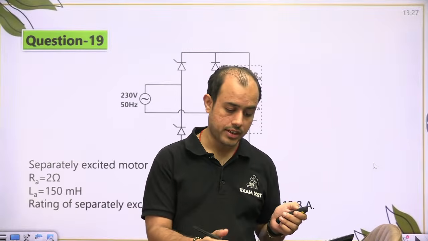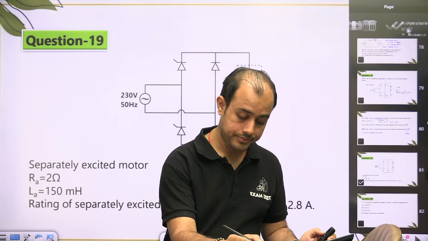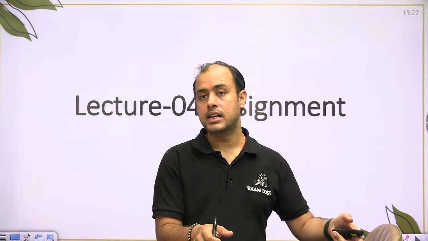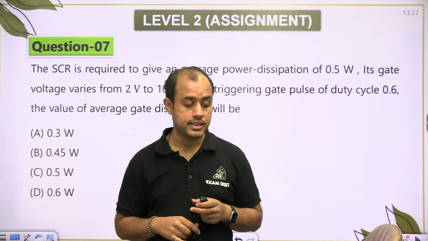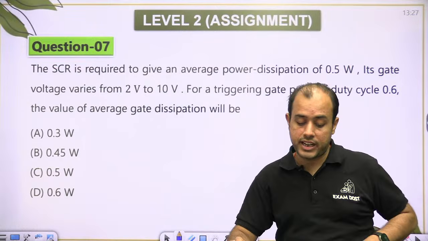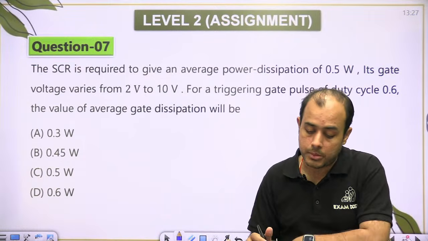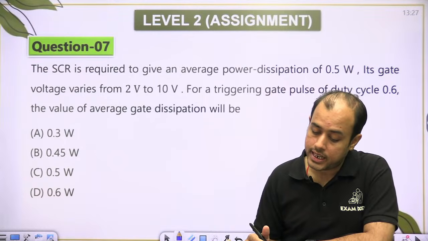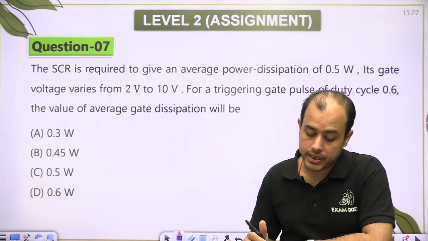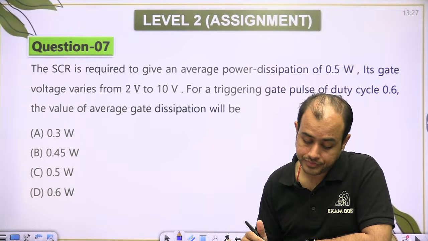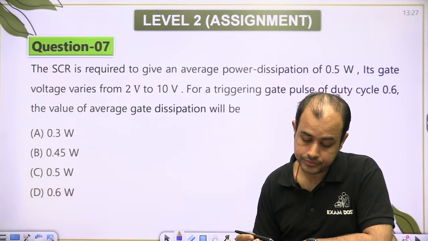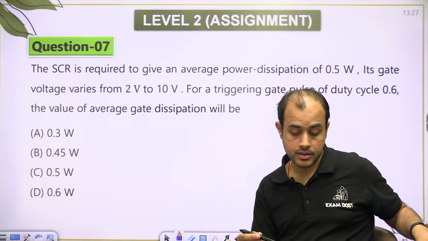Leave this one, it is a derivation question, not needed. Let us complete the assignment that we left yesterday. An SCR is required to give an average power of 0.5. Gate voltage is varying from 2 volt to 10 volt. Triggering gate pulse of duty cycle 0.6. Average gate power dissipation will be. Average power dissipation has to be 0.5.